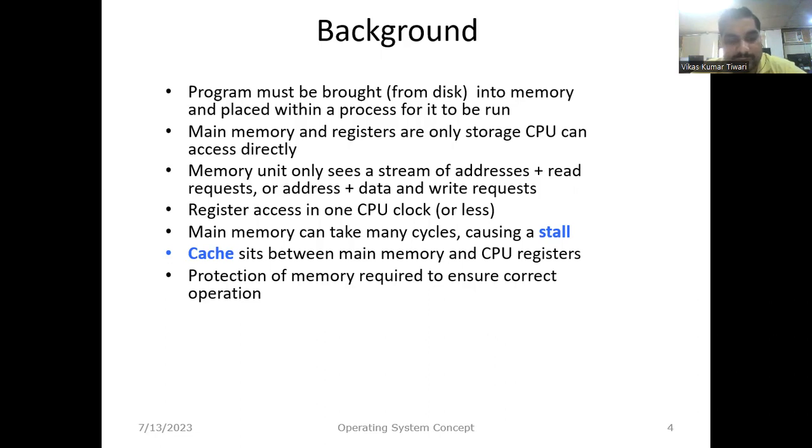Cache memory sits between the main memory and CPU registers. So there is another kind of memory, that is cache memory. What is cache memory? When we are getting the data from hard disk to main memory, at that time we also create a copy in the cache. In future, if we want to run that program, that copy is residing in the cache. Cache speed is faster than RAM but slower than registers. So it resides between the CPU registers and main memory.